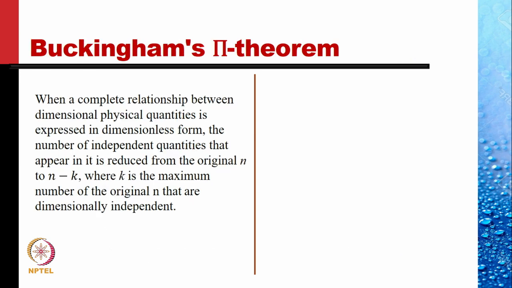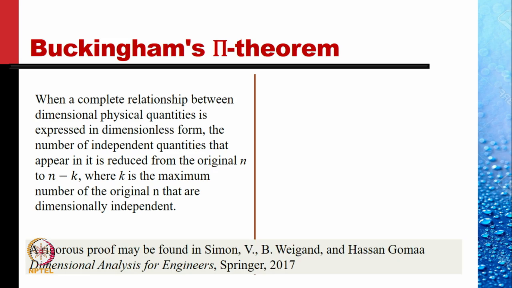When a complete relationship between physical quantities is expressed in dimensionless form, the number of independent quantities that appear in it is reduced from the original n to n minus k, where k is the maximum number of the original n that were dimensionally independent. A rigorous proof of this theorem, which is known as the Buckingham Pi theorem, can be found in this reference. Bridgman is another reference where you can find the proof. So this is the form of the deflection of the fishing rod that we have determined.